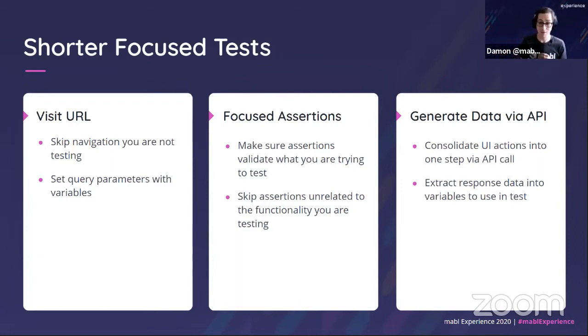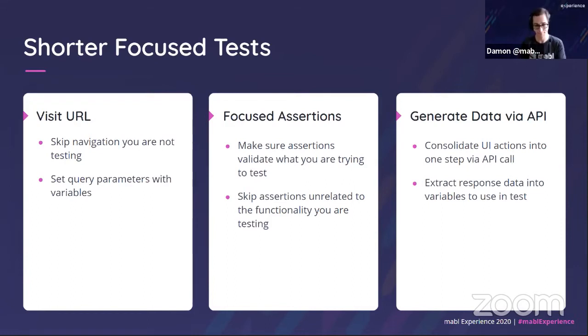One of the big pieces to note here is that by being able to just generate that data via an API call, they were able to start their tests right on a draft order and skip that whole process at the beginning where they were creating the order in the first place. It allowed the test to run faster, and it allowed it to be a much shorter, more concise, more focused test itself.